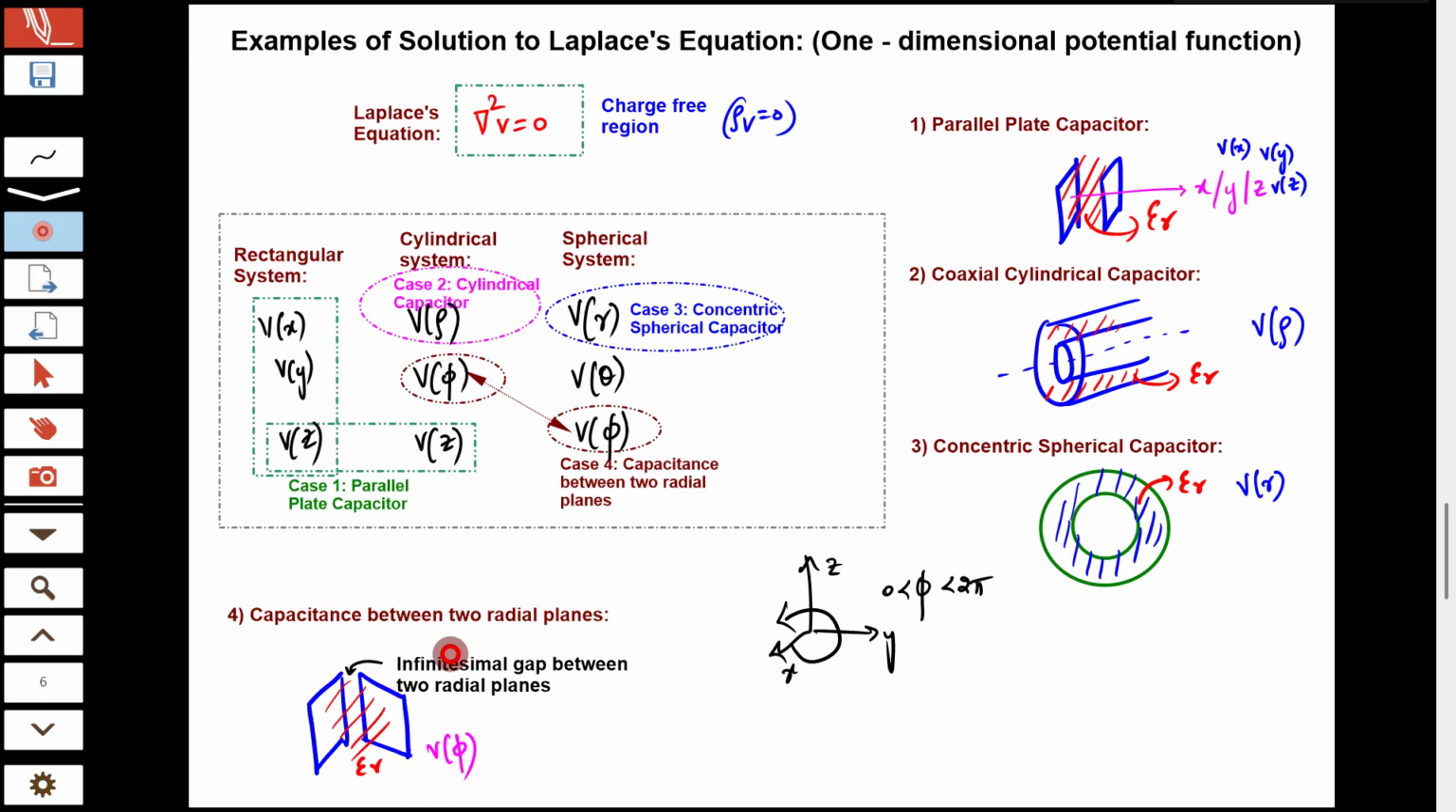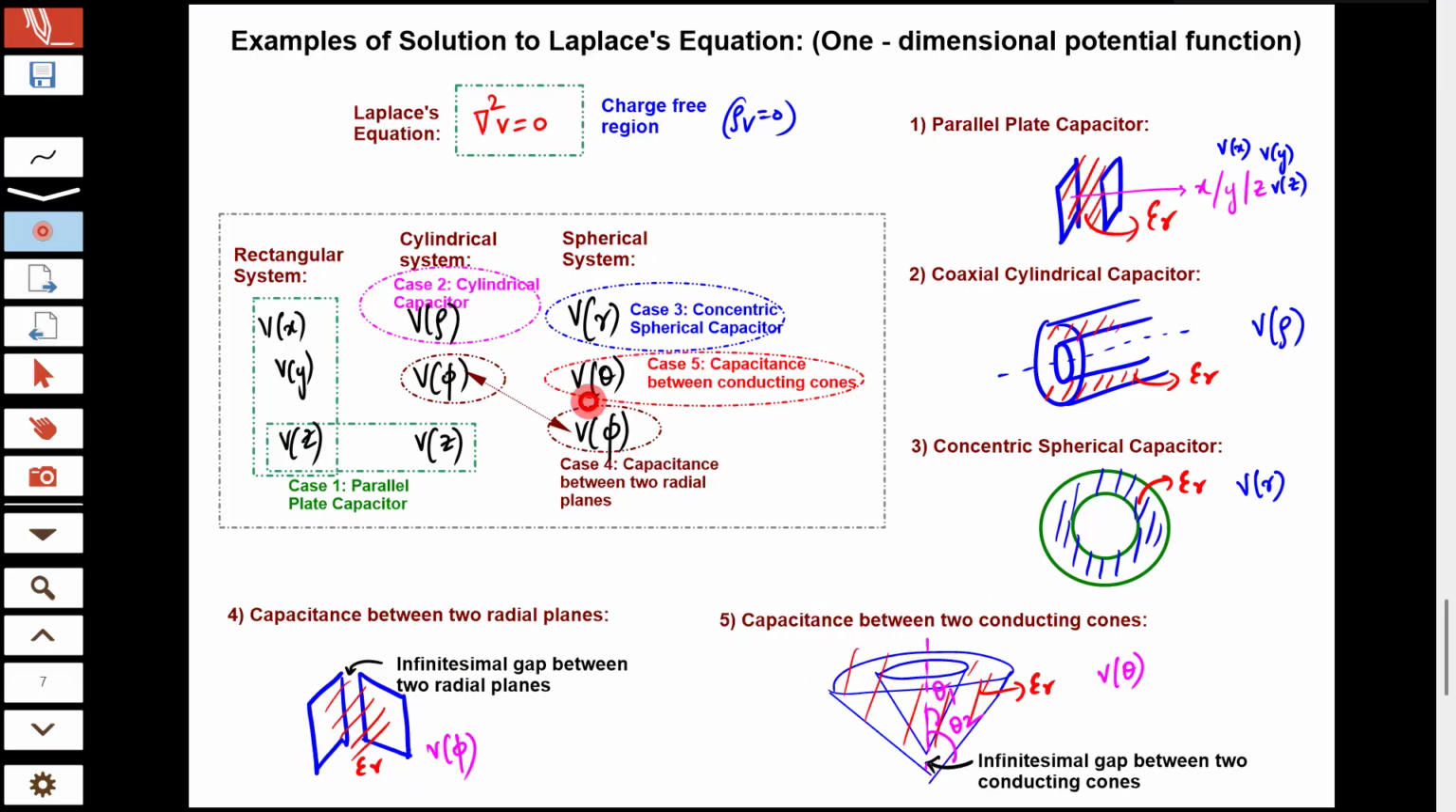This is case 4, which is the capacitance between two radial planes, and the medium between the two planes has the dielectric constant epsilon r. And the last case will be the potential function of theta. So we know theta is the elevation angle, which is measured from the positive z-axis. This is the variation of angle theta.